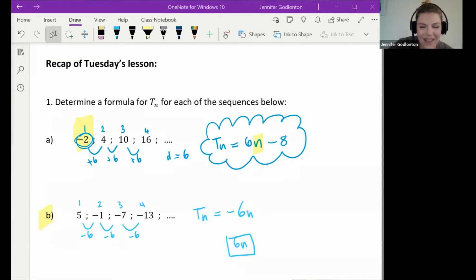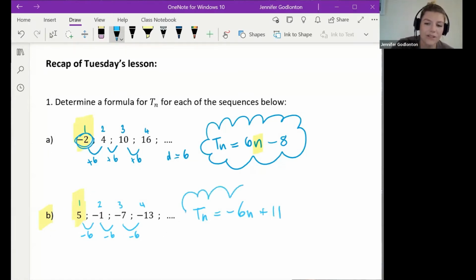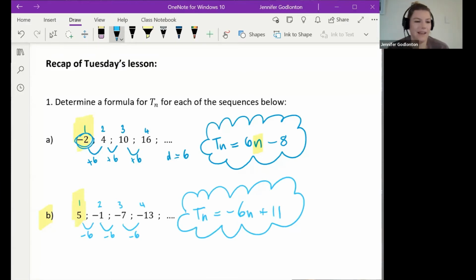All right, so we have -6n. Then we have a look at our first pair over here. So we've got 1 and 5. If I have -6 times 1, I'm going to get -6. How would I get to 5 from -6? I have to add 11. And so I'm going to have -6n plus 11. And that's going to be my answer.